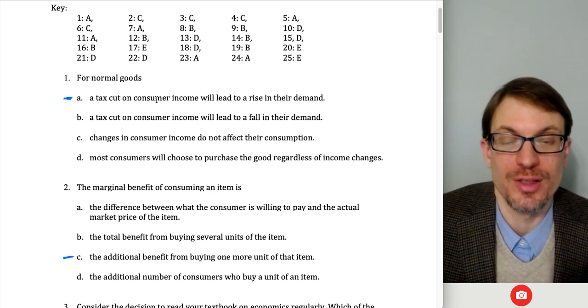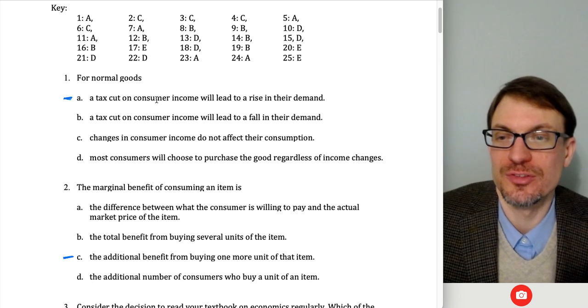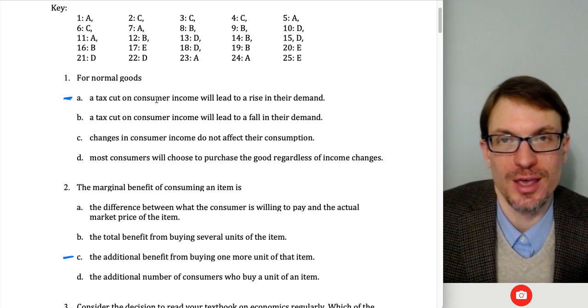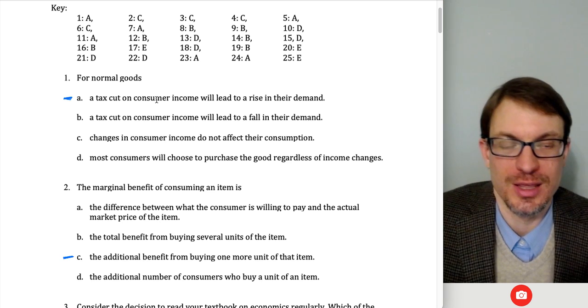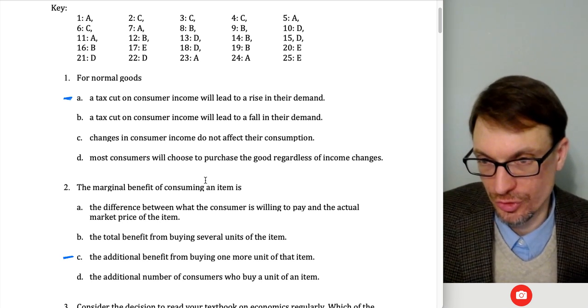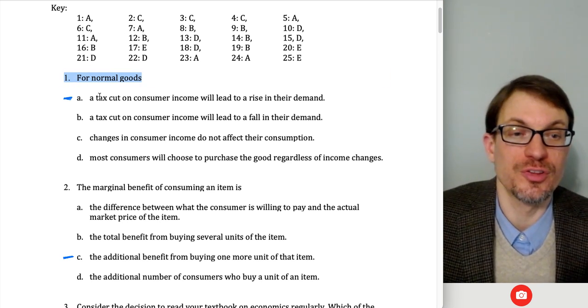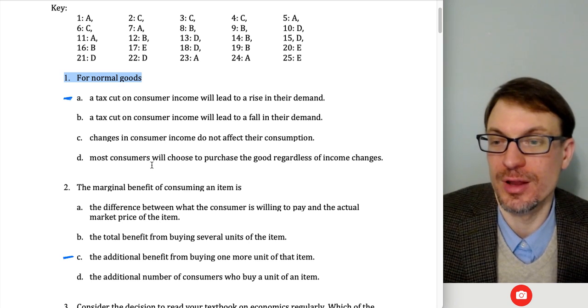Okay, so for normal goods, the tax on consumer income leads to a rise in demand. Tax cut, right? So this is a tax cut. This means consumers will have basically an income increase, and we'd expect that'll lead towards an increase in demand for a normal good, which is what the question's about, or a decrease in demand for an inferior good, right?